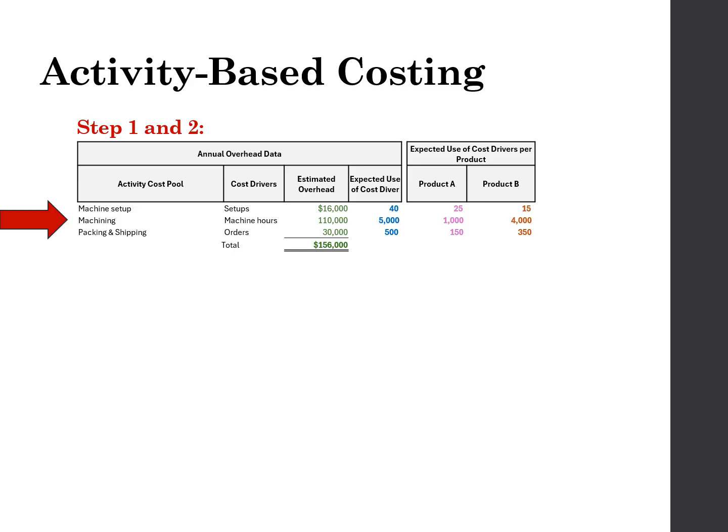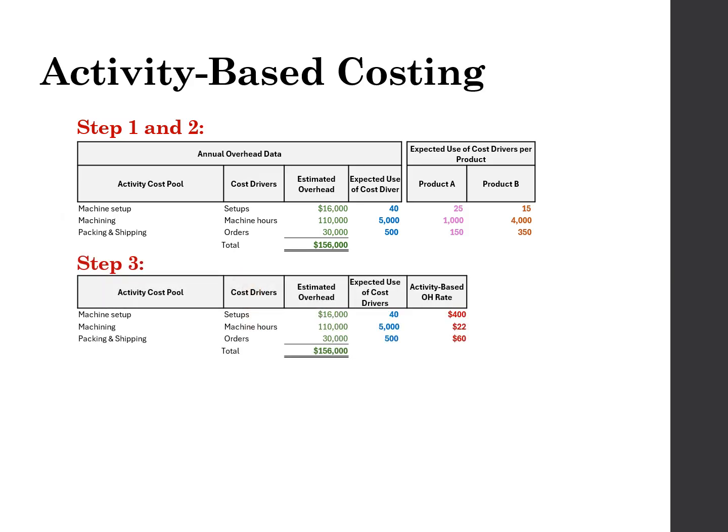After costs are assigned to the activity cost pools, the company must identify a cost driver that has a strong correlation to the cost accumulated in each cost pool. This is step 2. The cost drivers are setups, machine hours, and orders. Their expected use is also provided. Step 3 computes an activity-based overhead rate for each cost pool by dividing the estimated overhead by the number of cost drivers expected to be used.